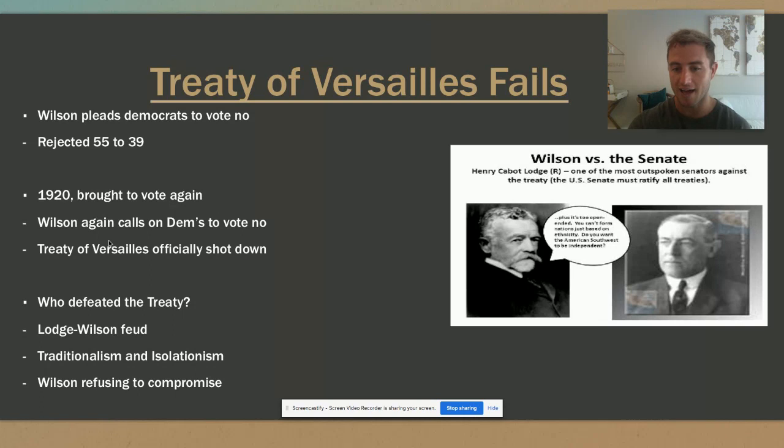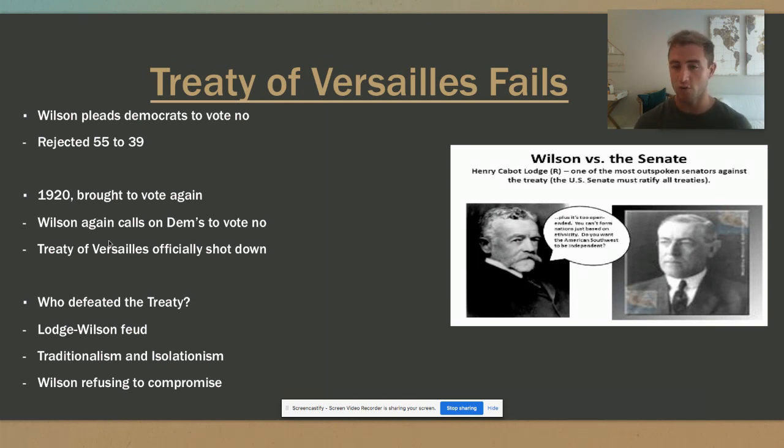Cabot Lodge is going to add a series of amendments to the Treaty of Versailles. Wilson hates that he's added these amendments. He says, Democrats, I am asking you to vote down this Treaty of Versailles with these new amendments. It is voted down. It is put up for re-vote. Wilson again tells Democrats to vote it down. Once again, it is voted down. The Treaty of Versailles is not ratified. The U.S. does not join the League of Nations.